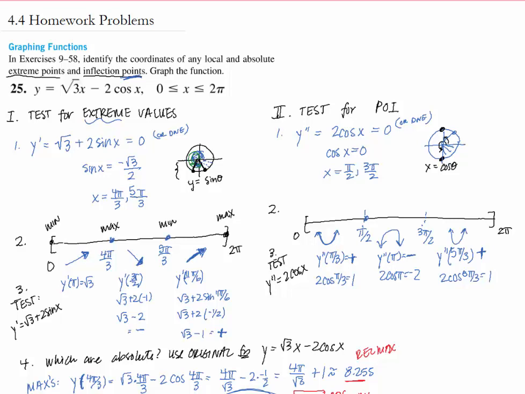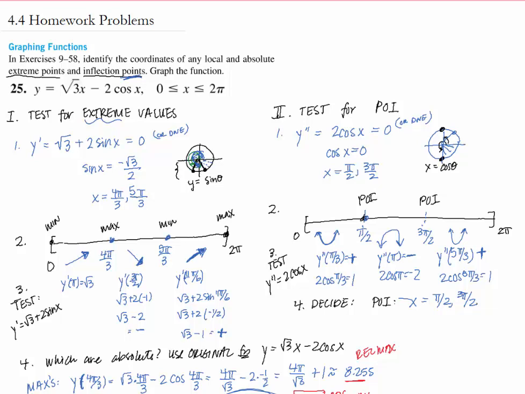Fourth option, or fourth step, is to decide if we have any points of inflection, and in fact we do. We have points of inflection each time we change concavity, so that happens at pi over 2 and 3 pi over 2. Points of inflection occur at the points x equals pi over 2 and 3 pi over 2.